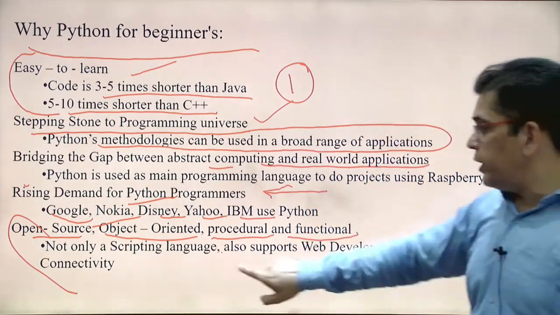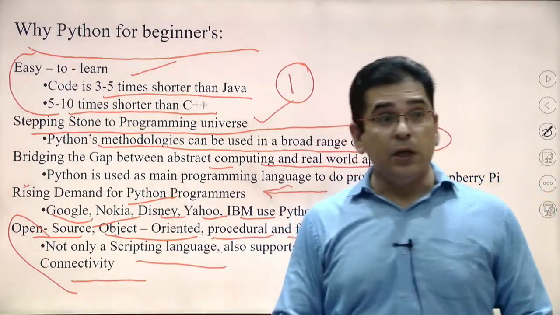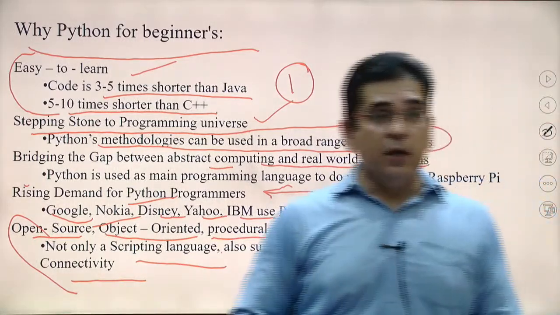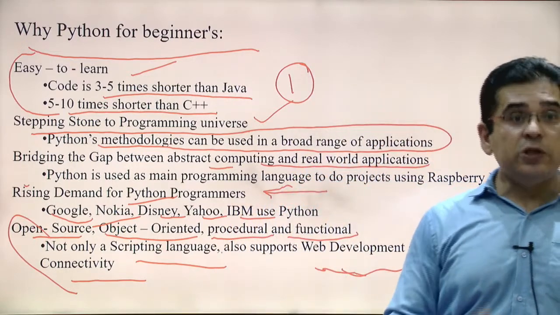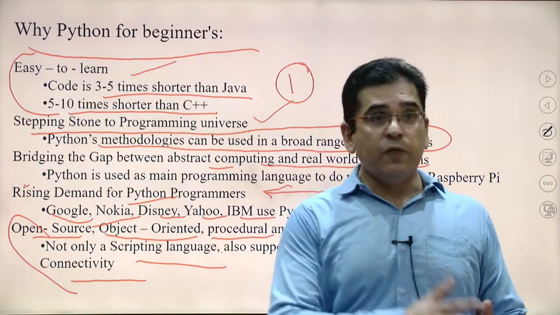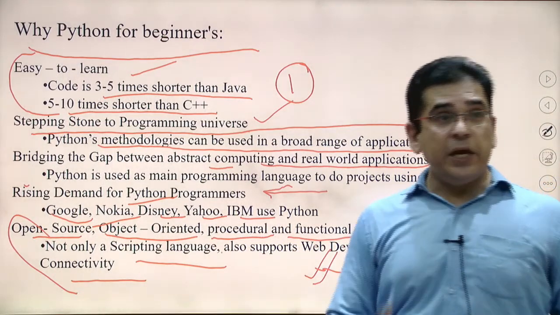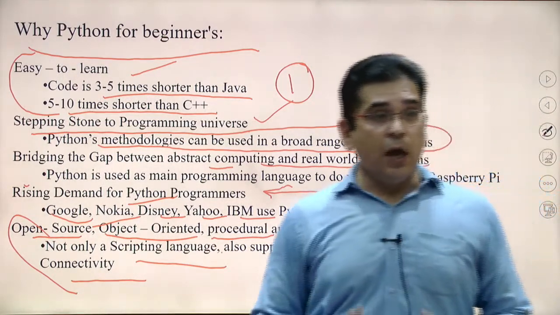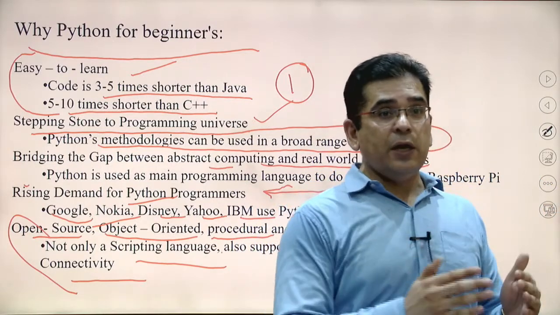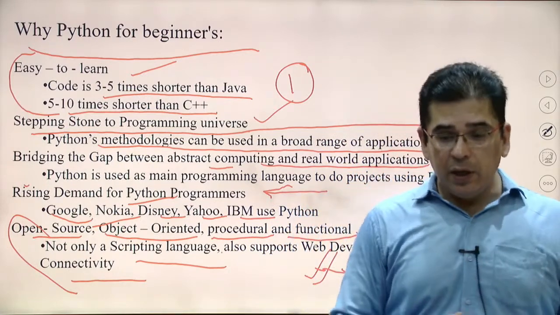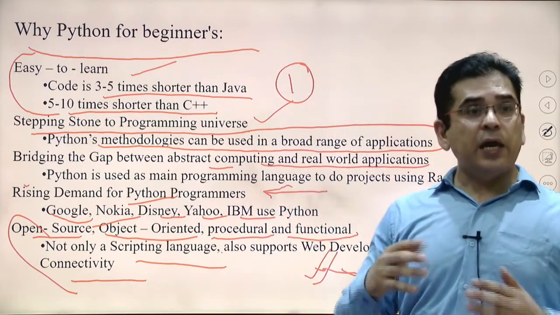It is not only a scripting language, it also supports web development and database connectivity. Before Python came into the limelight, database connectivity was done with the help of Java. JDBC, ODBC drivers were used to connect the front end with the back end. And web development was majorly done in PHP or JavaScript. Nowadays, Python supports all these functionalities. It supports front-end application development, back-end application development, as well as other kinds of technologies.